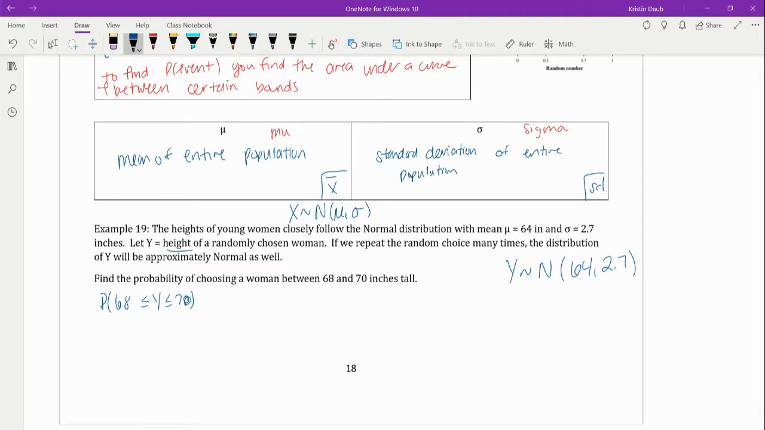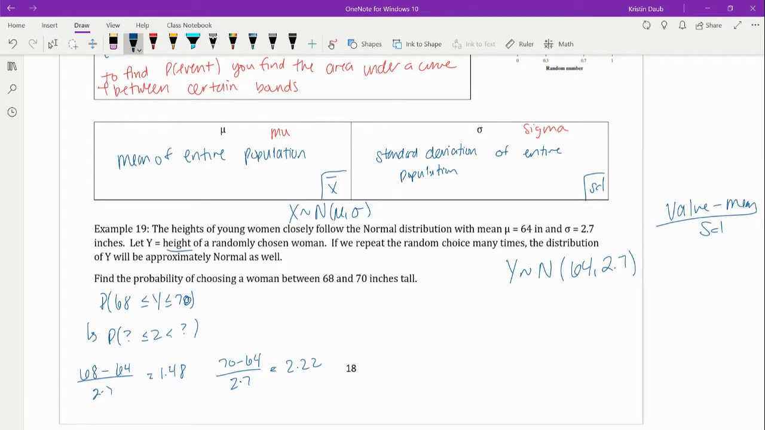I can't do this yet because I need to standardize it first. So what we're ultimately going to be looking for is the probability that z is between certain bounds. So we need to figure out what those bounds for z are. So we'll take a z-score, which is the value minus the mean over the standard deviation. So we'd have the value is 68, the mean is 64, the standard deviation is 2.7. Value minus mean over standard deviation. Those are the z-scores of my bounds.